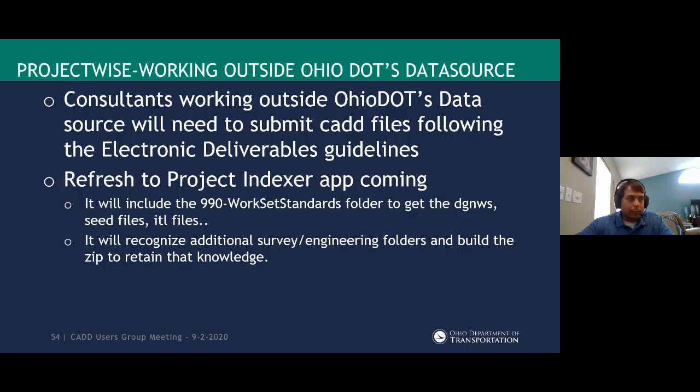Now I do recognize I need to update the project indexer app, so that's on my to-do list. I want to make sure that the index is including things like the DGNWS file or the seed files within the workset standards. And I also need to make sure it recognizes those additional survey and engineering folders.